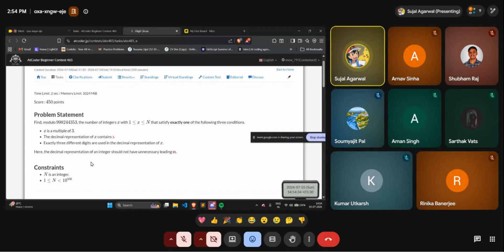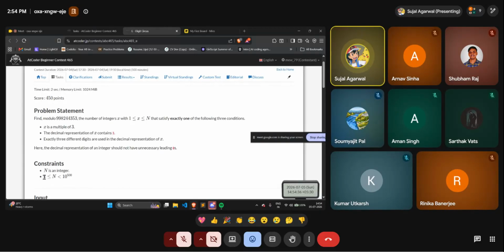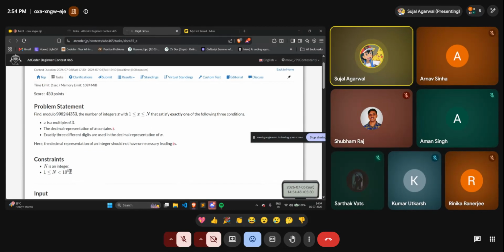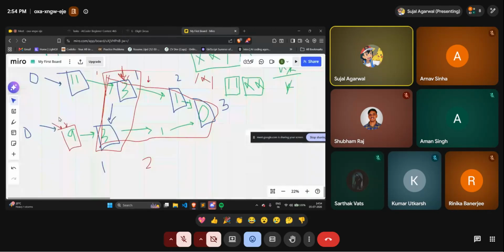So we can look at the constraints over here. The n, the upper cap, was given up to 10 to the power 500, right? This pretty much sounds horrifying in itself. So if we convert the number to string, you can look up to this.